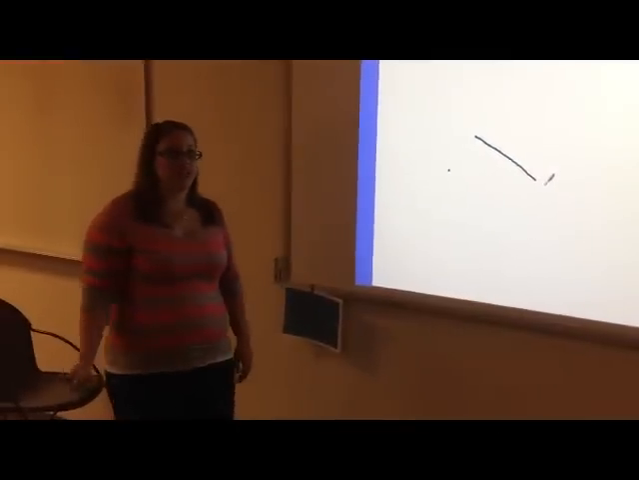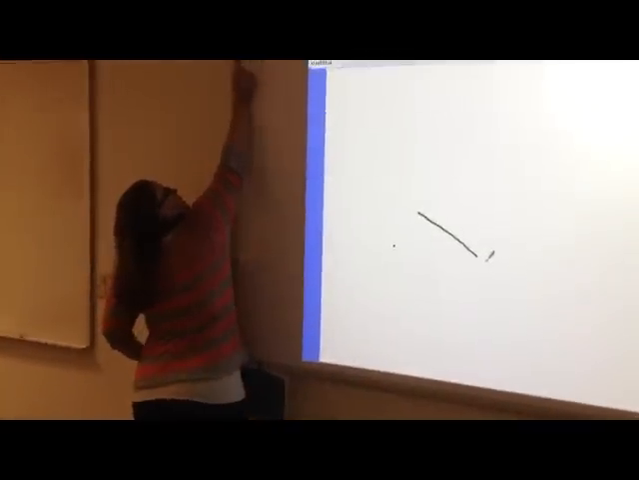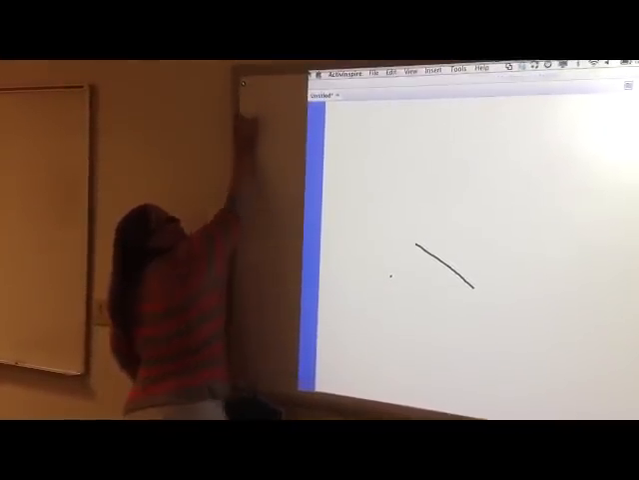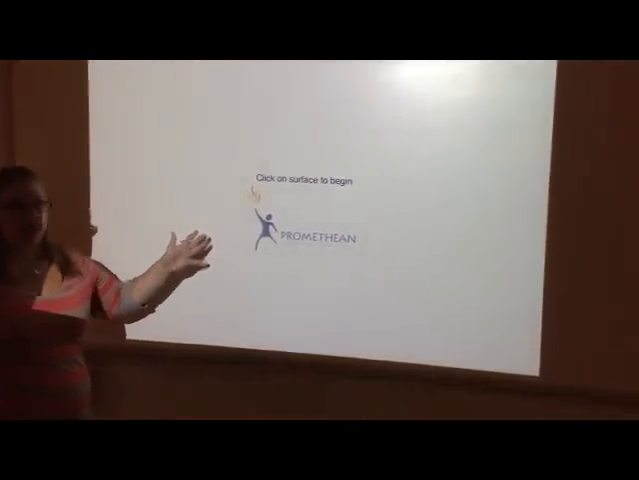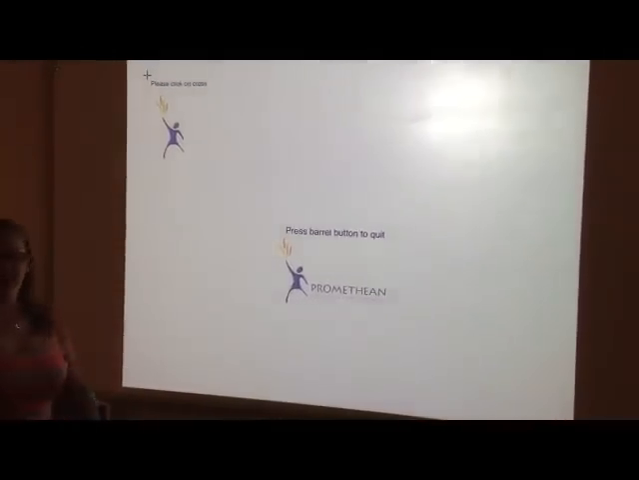One way to calibrate the board is at the board, and you hover the pen over the picture of the torch until the red lights up. And the screen shows up with a prompt to click on the surface to begin. And then it'll allow you to touch each of the targets one at a time.